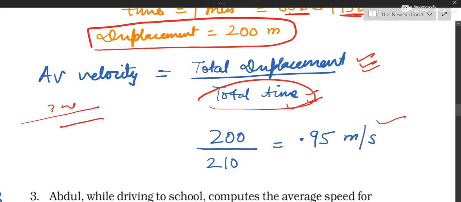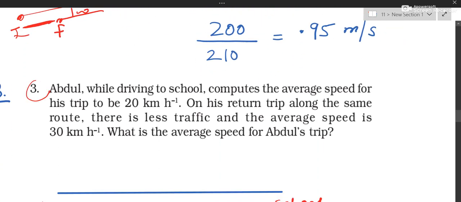Just keep in mind that for average speed we will keep the distance. Distance is 300 and 100. Distance is always added. But displacement is the distance between the initial position and the final position, which is 200.